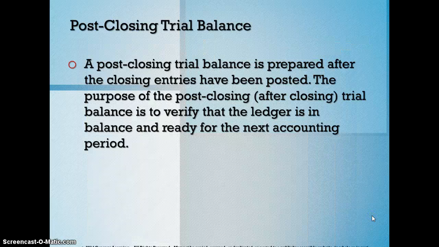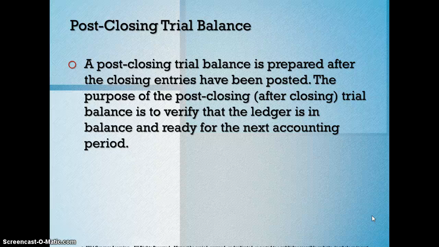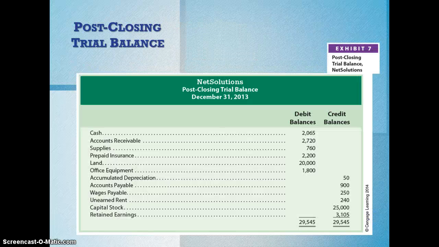And then, last but not least, we create our post-closing trial balance. This is just like any other trial balance that we have prepared at the end of Chapter 2 and the end of Chapter 3. This is just to prove that my debits equal my credits. With the post-closing trial balance, the only thing that will be listed are my permanent accounts. So for Net Solutions, it'll look like this. Notice there is no revenue and no expenses and no dividends listed here because they have zero balances. So there's no point in listing them.